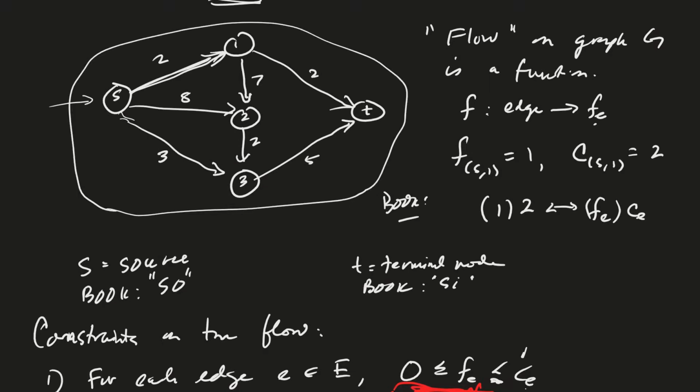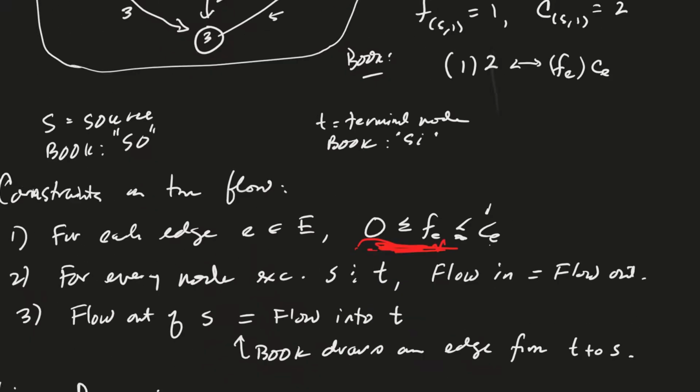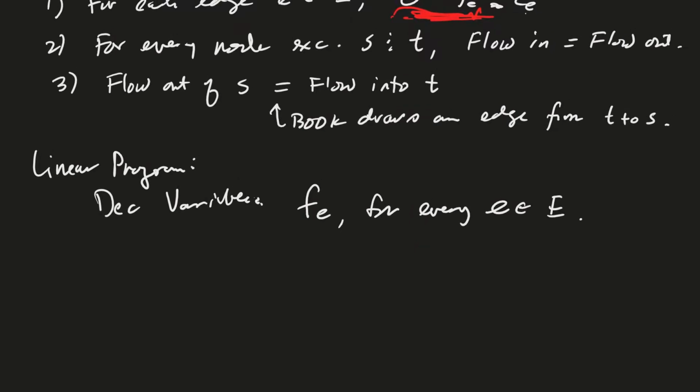We want to maximize the flow out of the source, right? So that means FS1 plus FS2 plus FS3. That's what we want to try to maximize. So we're going to try to maximize FS1 plus FS2 plus FS3 such that, and then we just list all of our constraints.